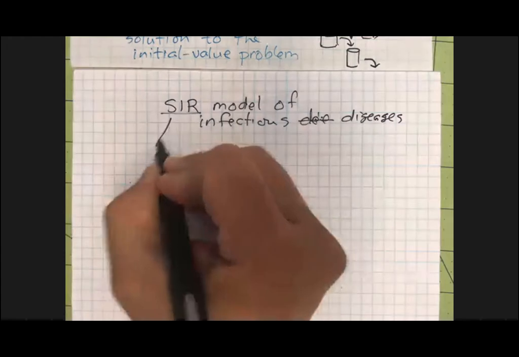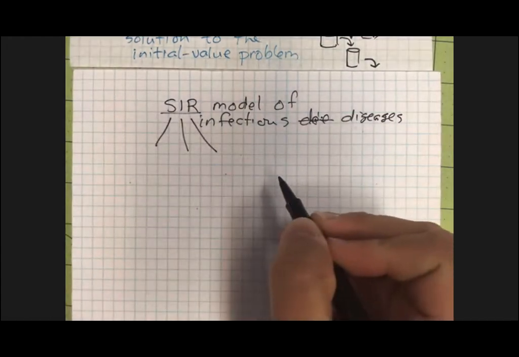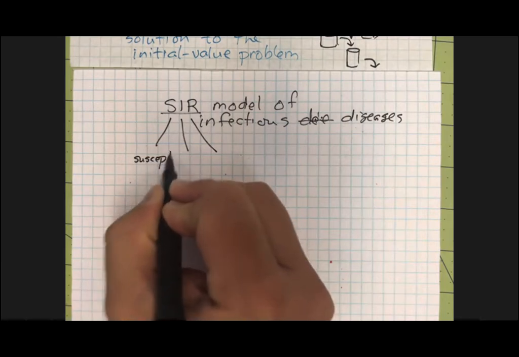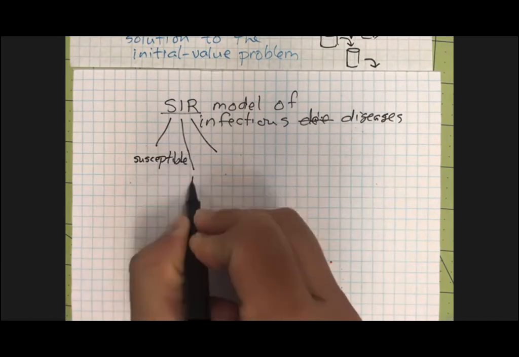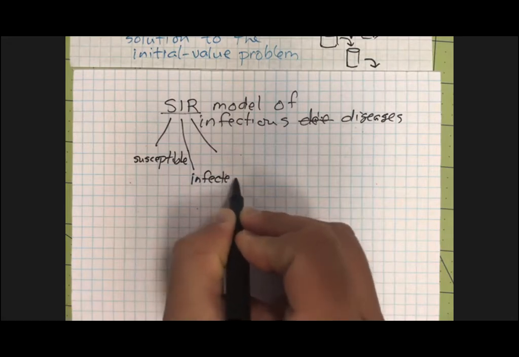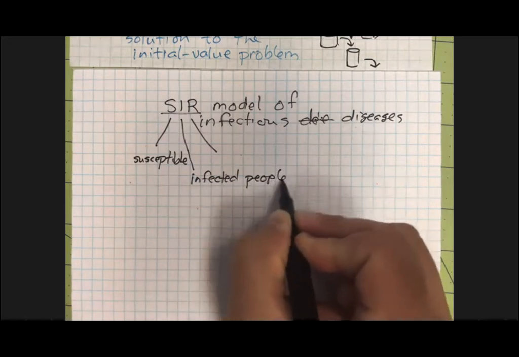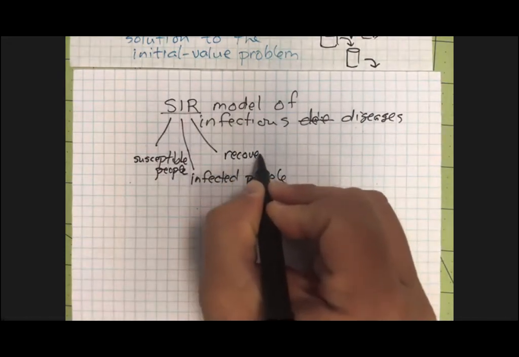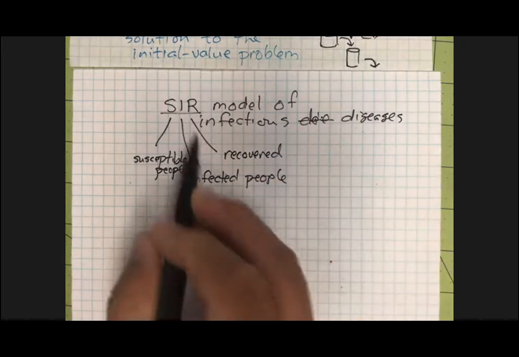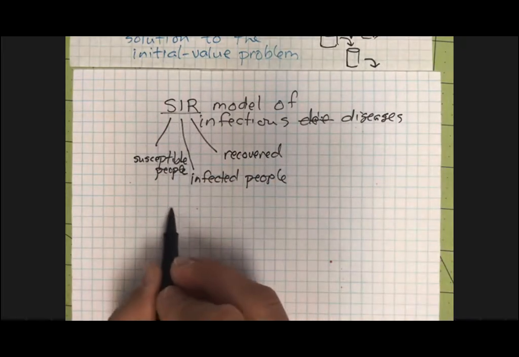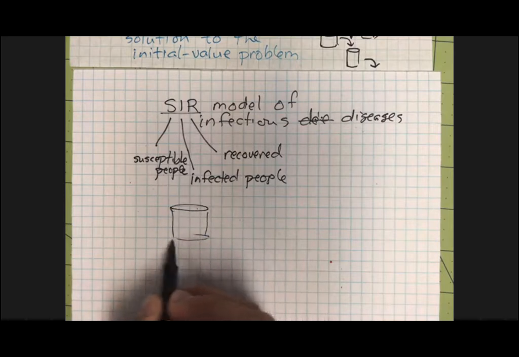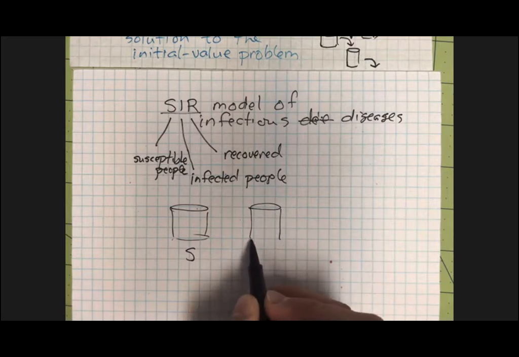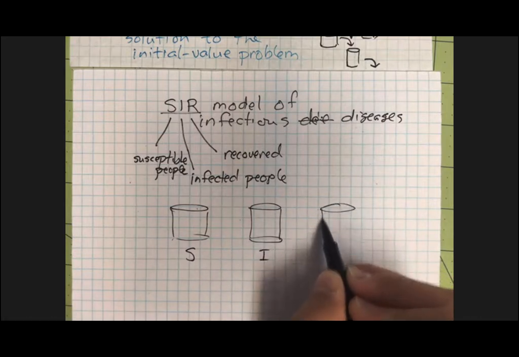But let's think of the model of an infectious disease spreading as a mixing problem. We have the susceptible people, the infected people, and the recovered people. The susceptible, infected, and recovered people are like tanks. There's a susceptible tank, an infected tank, and a recovered tank.